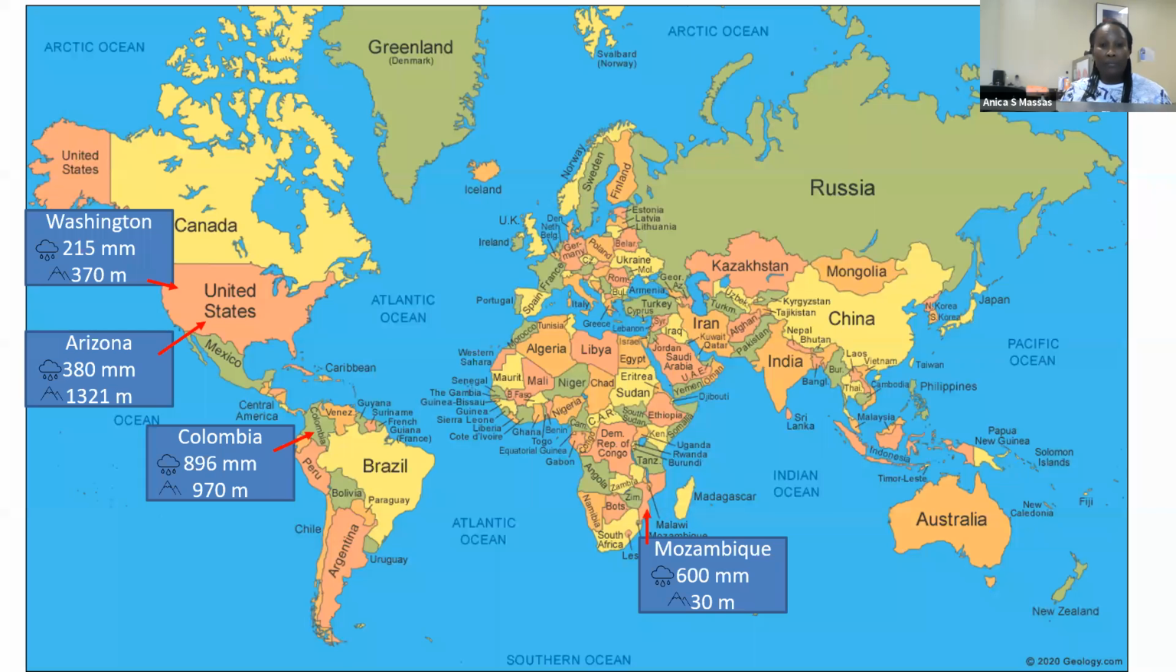Now I'm going to show the fields that we had. We had one field in Washington and Arizona, here in the US. We had another field in Colombia, and the last field was in Mozambique. And looking very carefully at all those fields, we saw that most of them are under drought stress. They are very dry soils. And this might affect our study for the root hairs.